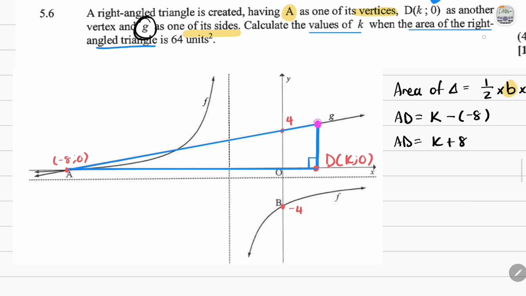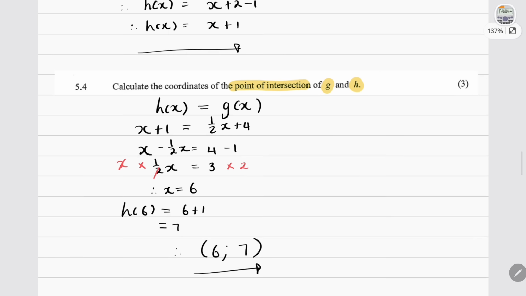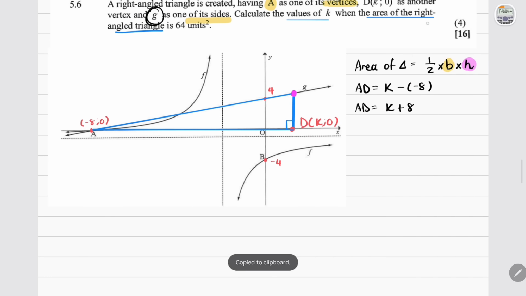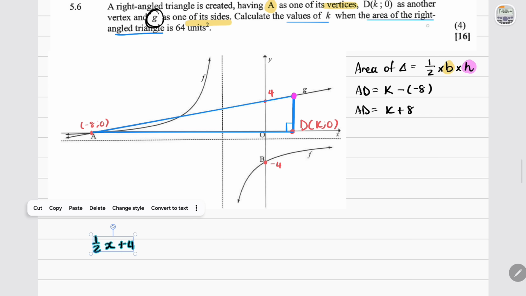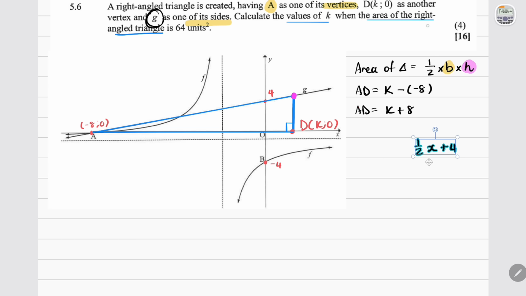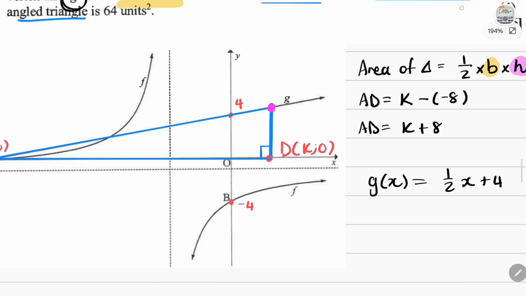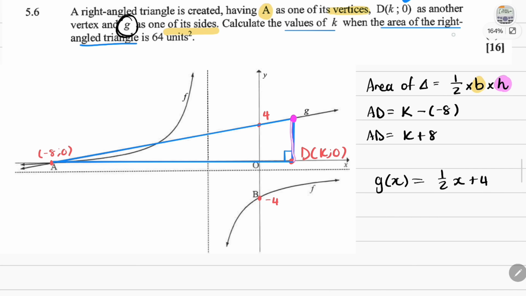Use the fact that this point lies on the graph of g. Look at the equation of g. It says g(x) is equal to this. g(x) stands for y. That means this, a half x + 4, stands for all the y values of g, depending on what their x value is. Right now, let's look at that point. Since this is a right angle triangle, this point and the point D would have the same x value. That is the only way this can be a right angle triangle, if they share the same x value.